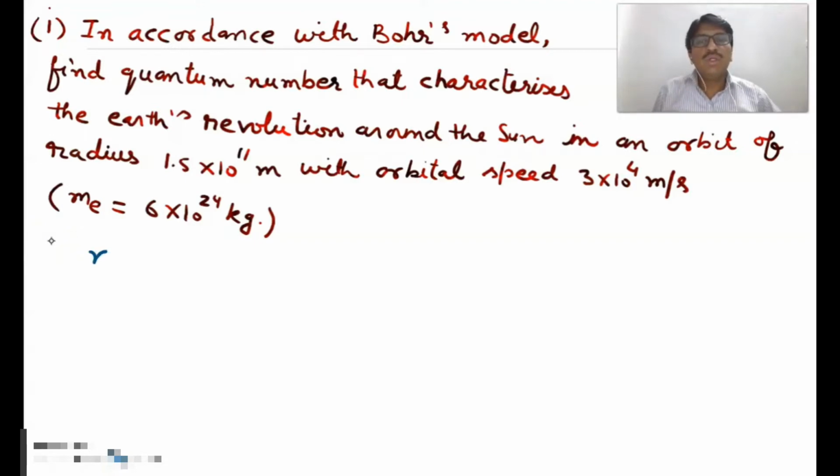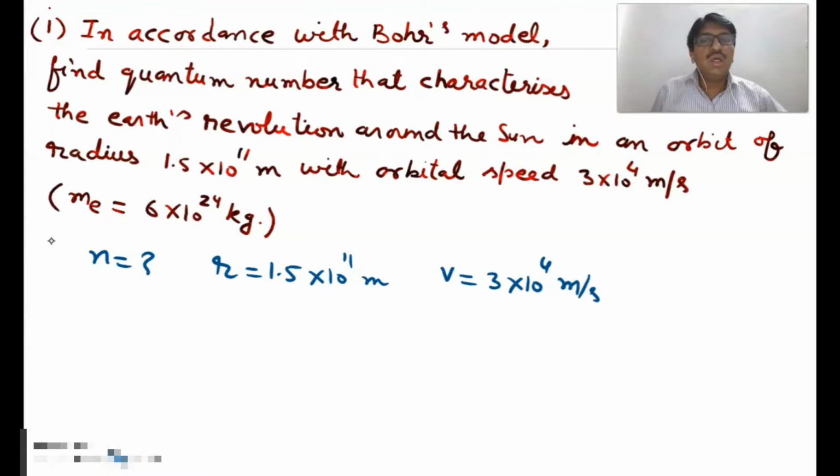We have to determine the quantum number that characterizes the Earth's revolution around the Sun in an orbit of radius 1.5 × 10^11 meter, with orbital velocity 3 × 10^4 meter per second, and the mass of Earth is given as 6 × 10^24 kilogram.